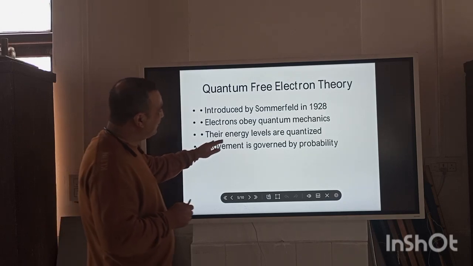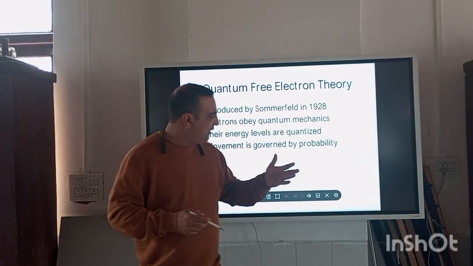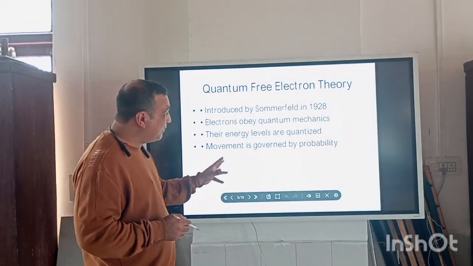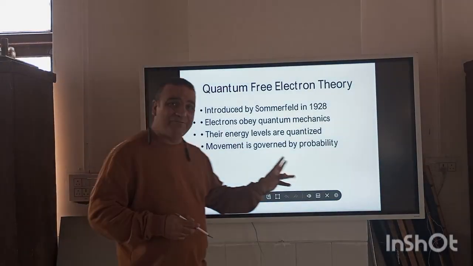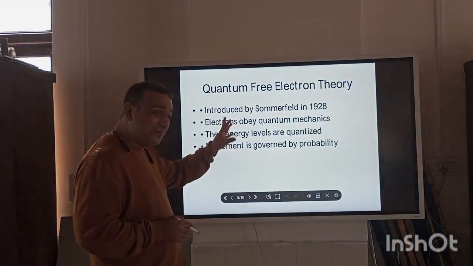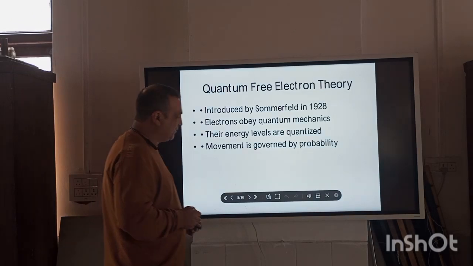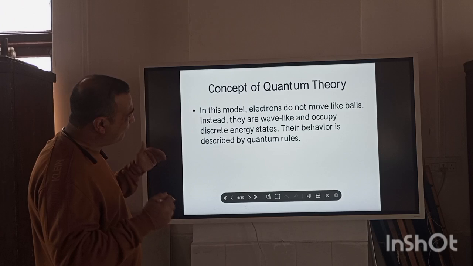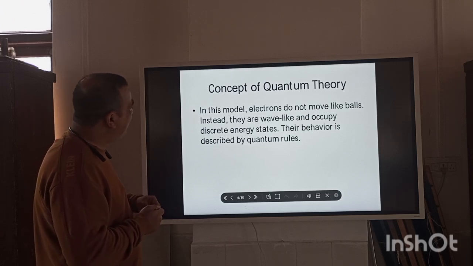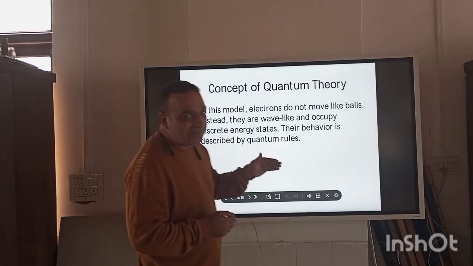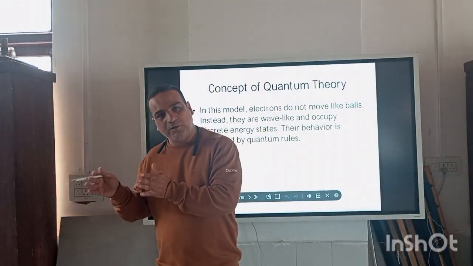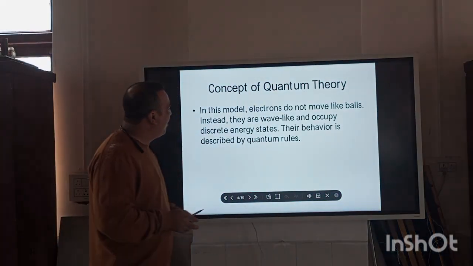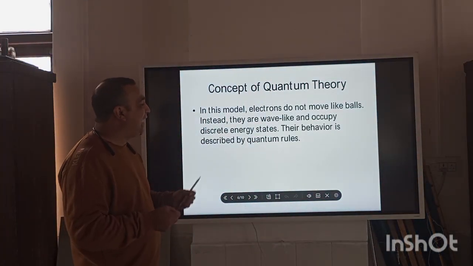So the motion of the electrons is not governed by the classical perception. It's governed by probability. Probability plays a very important role when we talk about the motion of the electrons in these metals. The basic concept of the quantum theory that we take into account is that electrons do not move like balls. In the classical version, electrons are treated as point balls, and here we don't have electrons like balls.